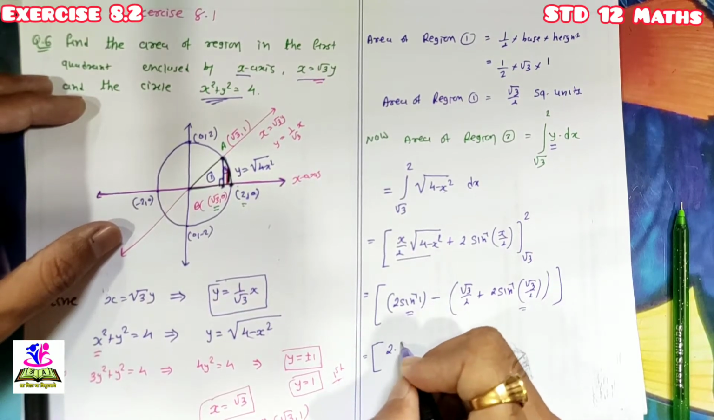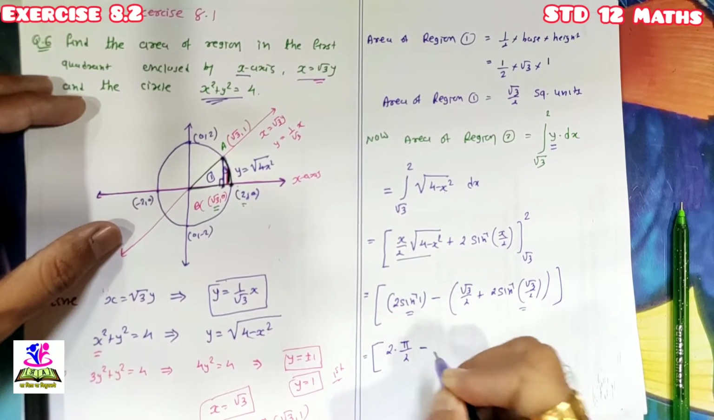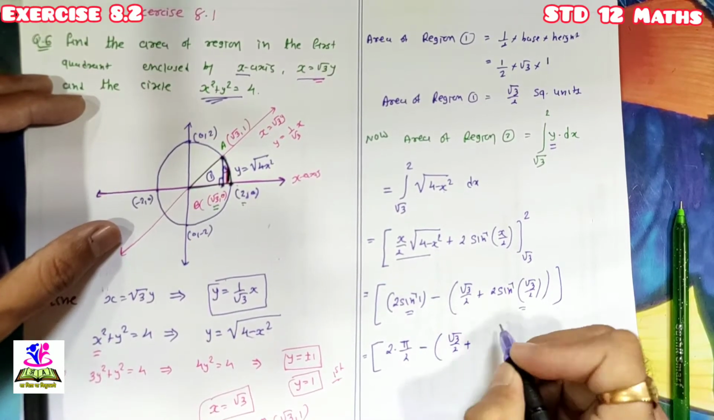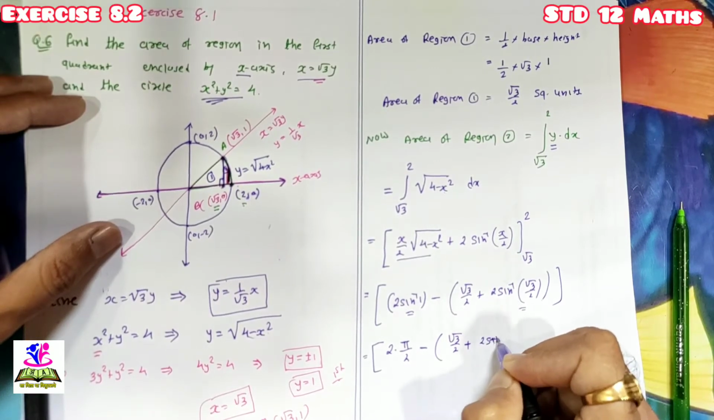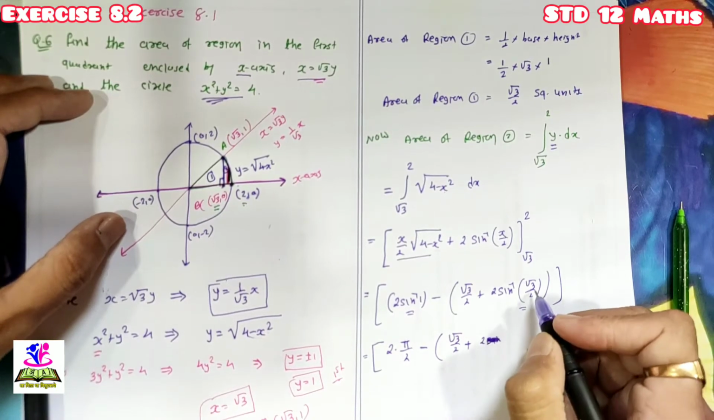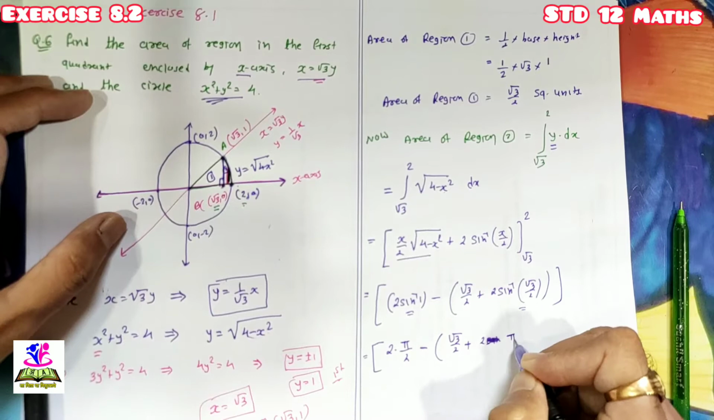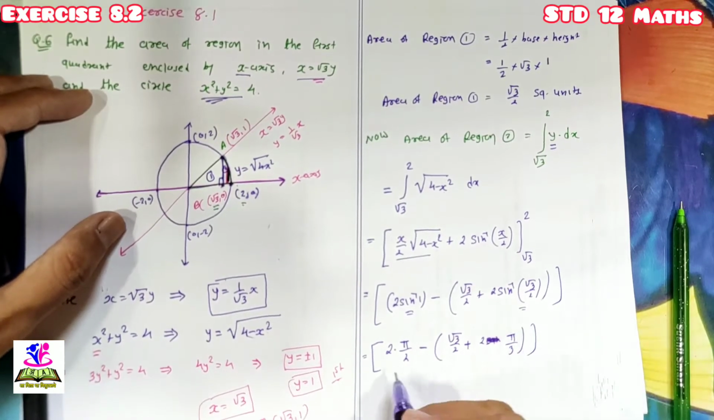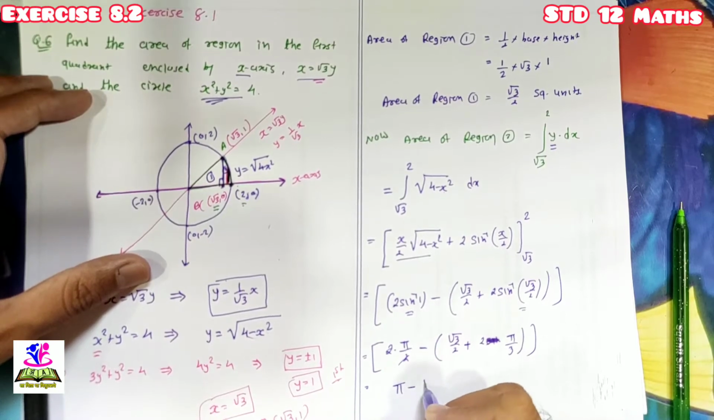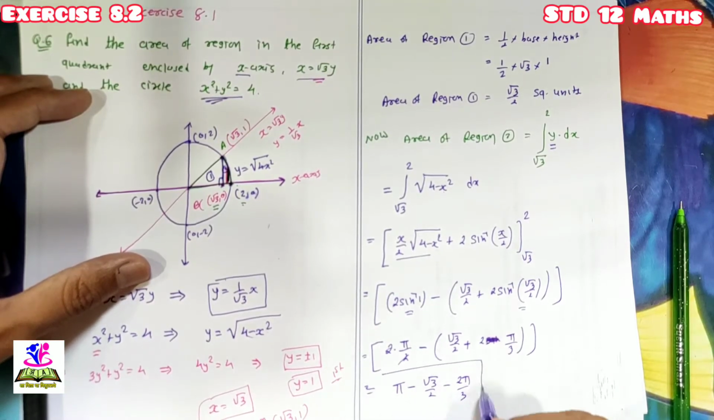Sine inverse 1 is pi by 2, minus √3 by 2 plus 2 sine inverse of √3 by 2. What is sine inverse √3 by 2? Which value of sin is √3 by 2? Pi by 3. So it's 2 pi by 3. Open this bracket, 2 cancels. So this will be pi minus root 3 by 2 minus 2 pi by 3. This is the area of region 2.